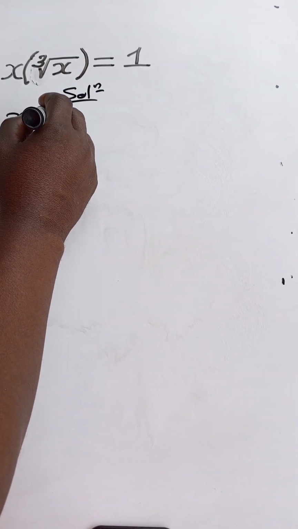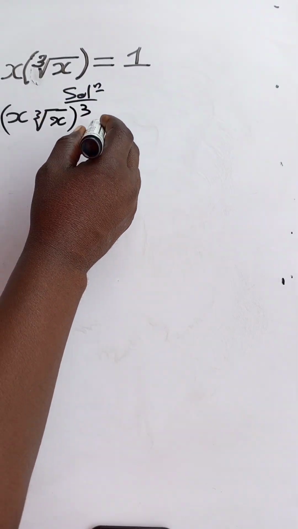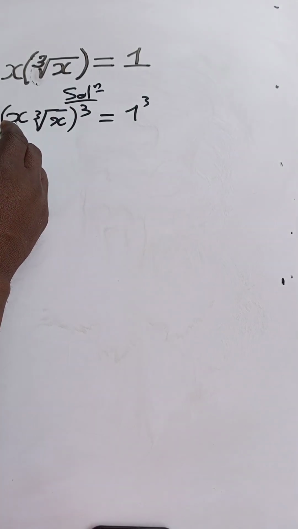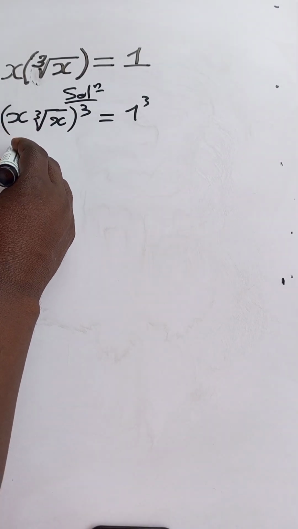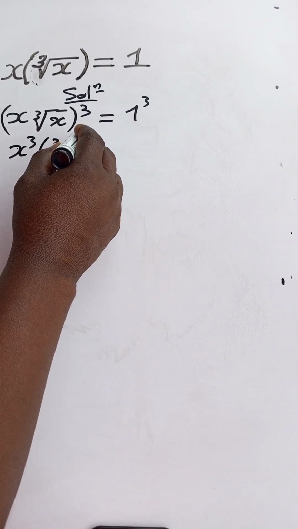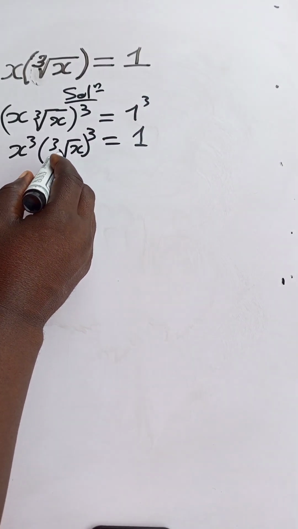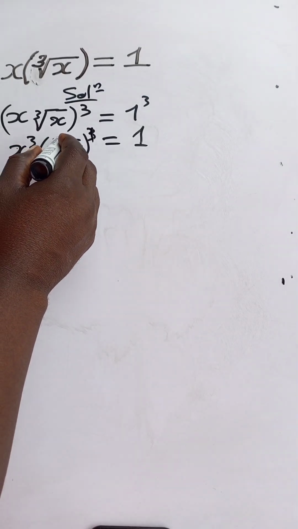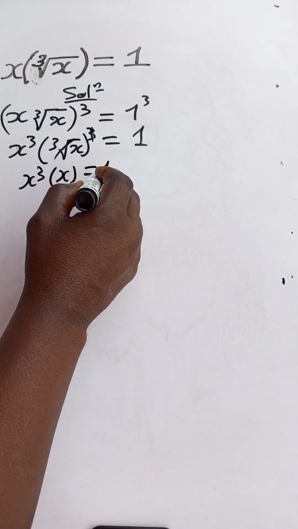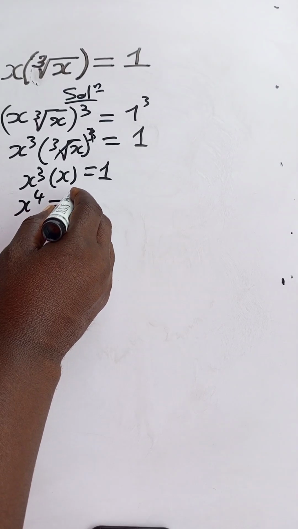We'll cube both sides of this equation. Cube means raised to the power 3. Okay, now this power 3 is going to affect this x and going to affect this cube root of x. So we're going to have x cubed into cube root of x cubed is equal to 1 cubed, which is 1. So the power 3 cancels the cube root, and so we have x cubed into x is equal to 1. x cubed multiplied by x is x to the power 4, equal to 1.